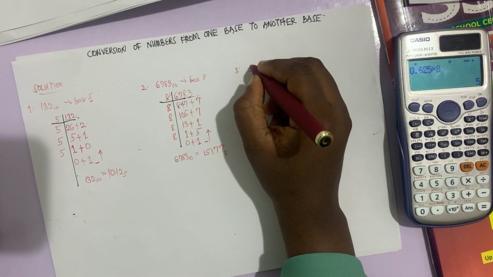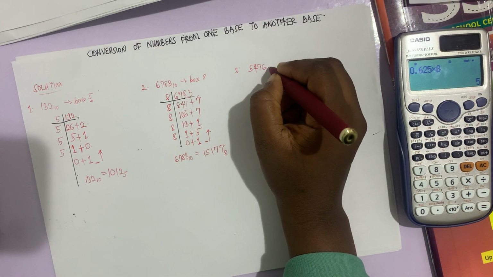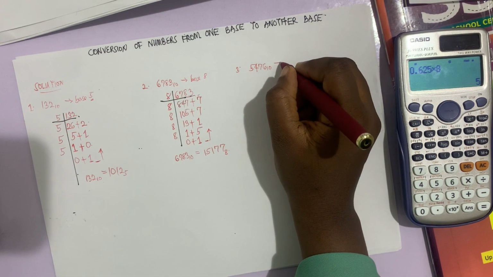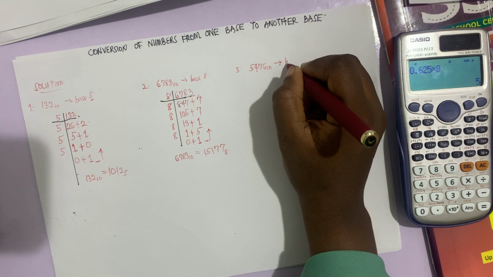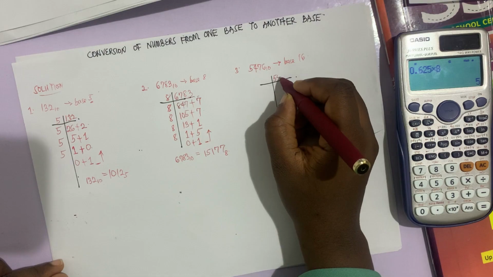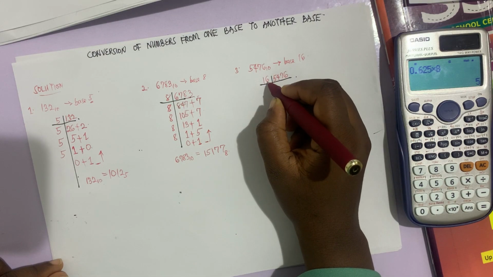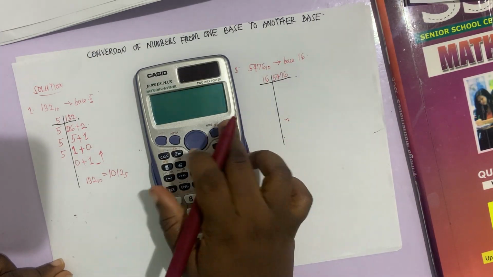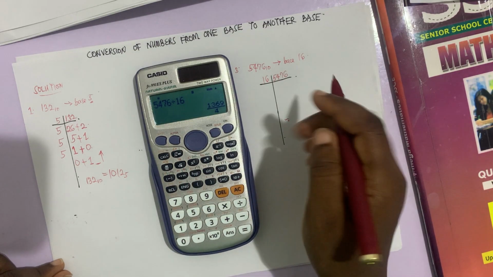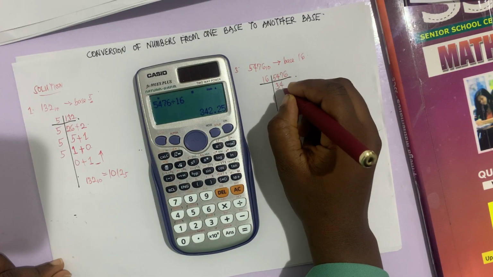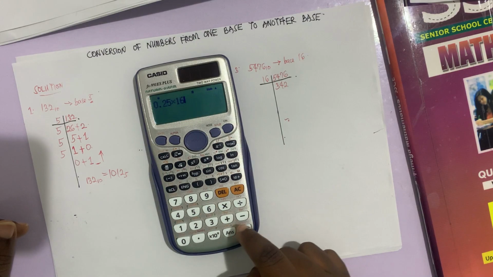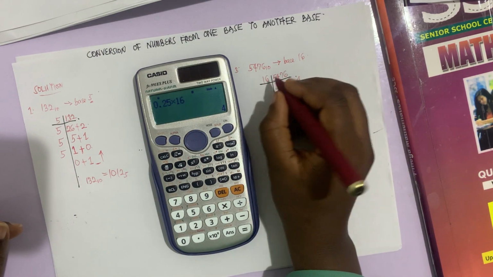We have to convert 5476 base 10 to a base 16 number. Then 5476 base 10, continuously divide by 16. 5476 divided by 16 would give us 342 with a decimal of 0.25. So 0.25 times 16 will give us 4. So this is remainder 4.